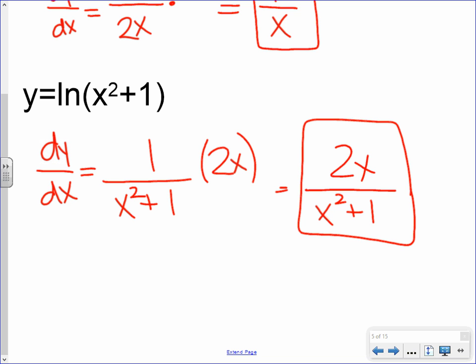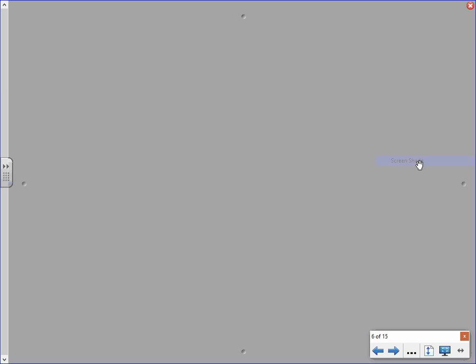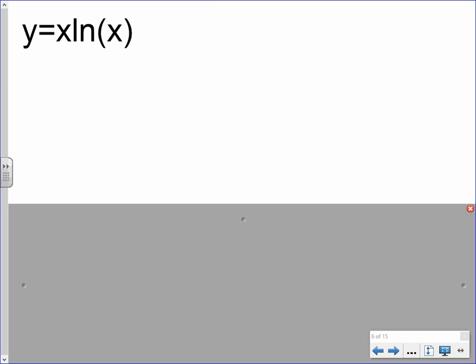Okay, so now let's take it a step further and apply it with other rules. What did you say there, Cole? Is this a product rule? Can you answer Cole's question? Yes, this is a product rule.